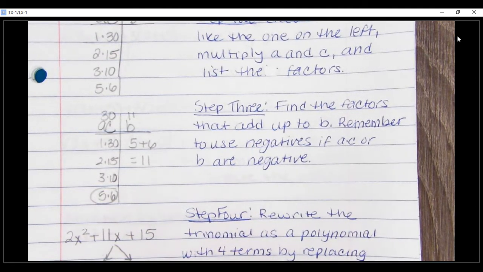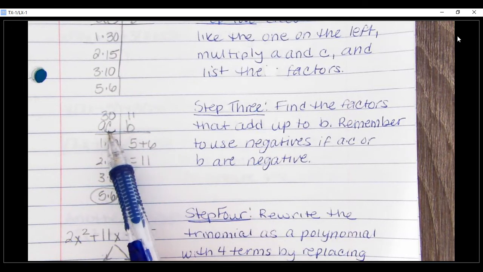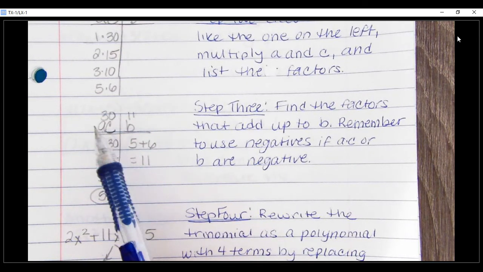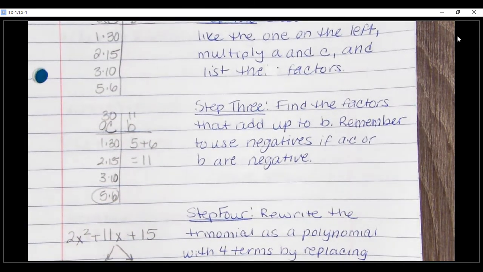Now, this is where things get more complicated. You can't put x equals 5 and x equals 6 because that's not the solution. It's not going to reflect that A times C. So what you need to do is continue on with these steps.